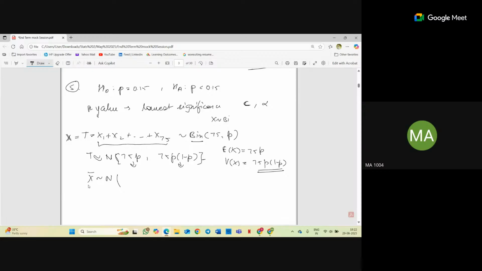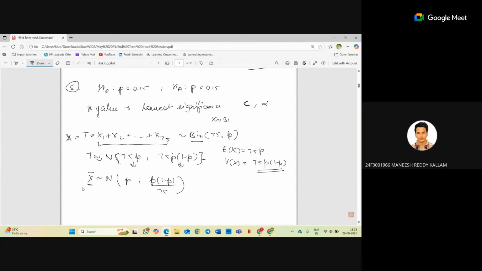Okay, so now x bar I have to calculate. So this will be following a normal distribution with what parameters? For x bar, 75p only. For x it will be equal to mu, right? So it should be p, and p of 1 minus p. It will be p(1 minus p) divided by 75.